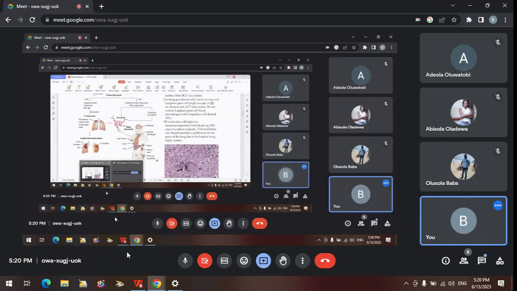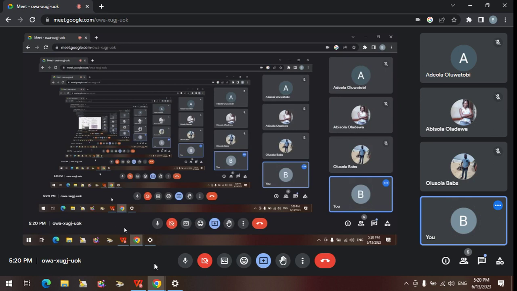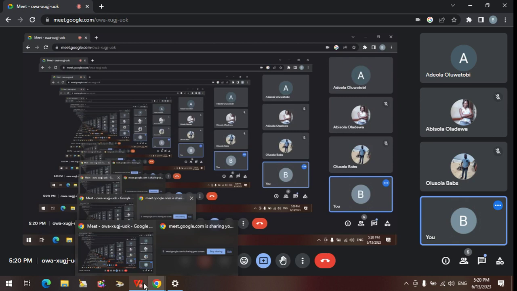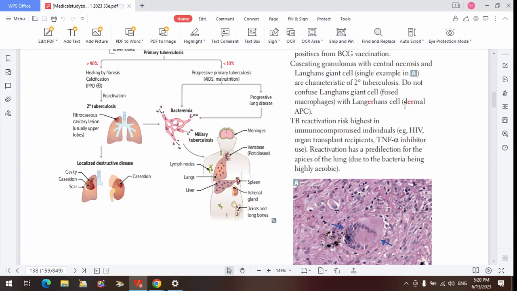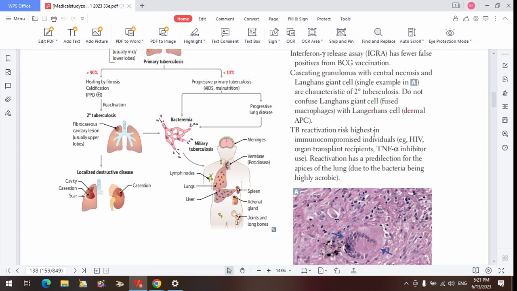Hello? Hello? Yeah. So how did we say we are going to form these fused giant cells? These fused macrophages that form the Langerhans giant cells. How did we say we are going to form them? Is it that you guys don't remember or you cannot hear me? Please let me know so that I can say the answer and move. Hear you, but I'm trying to remember how they form.